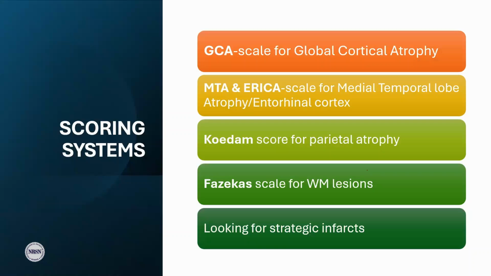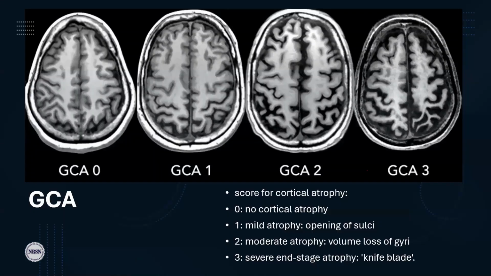Now, there are visual scoring systems that are very important in analyzing dementia, and they're not limited to the global cortical atrophy, MTA, and ERICA score, the Koedam score for parietal atrophy, which is also implicated in Alzheimer's disease, and the Fazekas scale for white matter lesions, which is implicated in vascular dementia. Now, these are a series of T1 weighted axial magnetic resonance images.